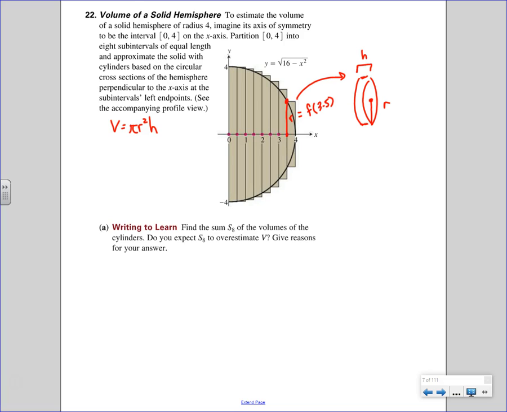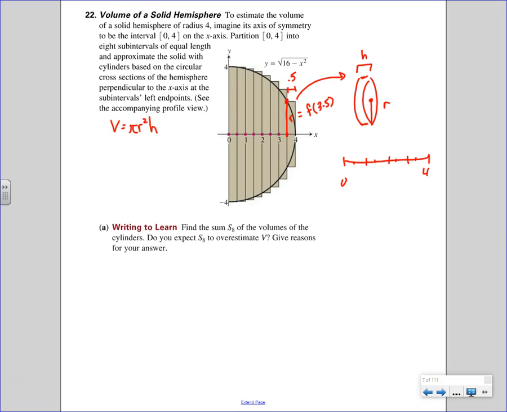Wait, why are we going by 0.5s? What did we split that 0 to 4 up into? 8. So if you go from 0 to 4 and split into 8, we have to cut them into halves, right? Yeah. So then we have 3.5 here. What's my height going to be? 0.5, it's just going to be a half.